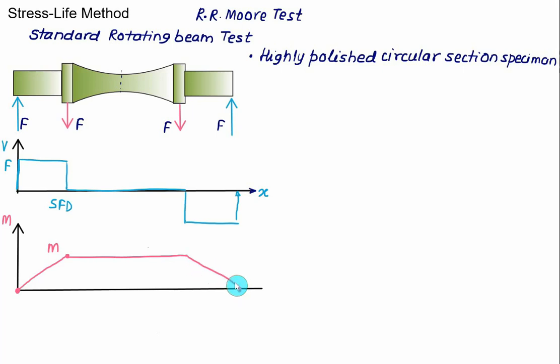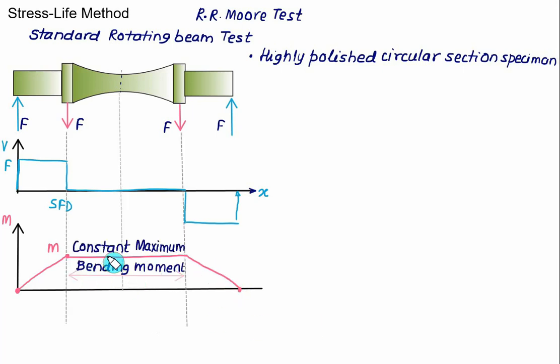And again we have a negative rectangle, so we have to draw the negative slope and the bending moment will be equal to 0. So over the section here, we have a constant maximum bending moment, but the area is continuously changing, that is, the diameter continuously changes. Exactly at the center here, we have minimum diameter, and if the diameter is minimum, in that case the maximum bending stress is produced.